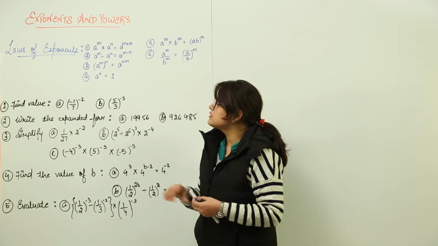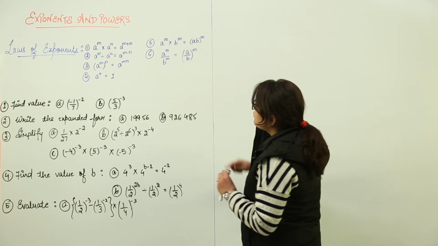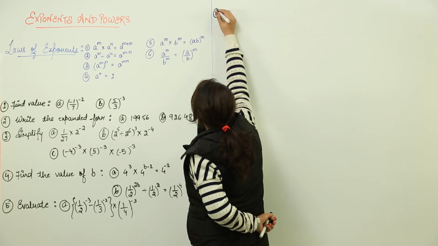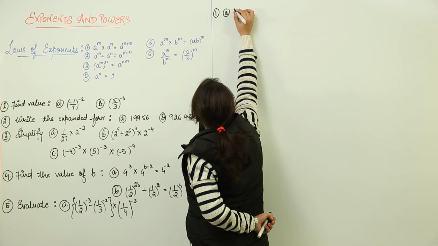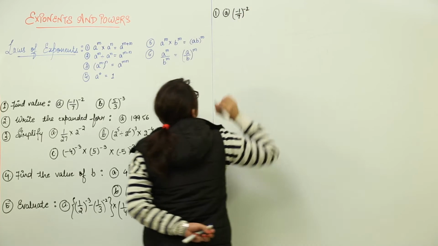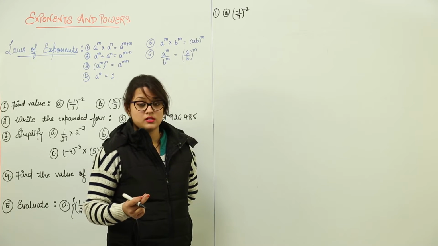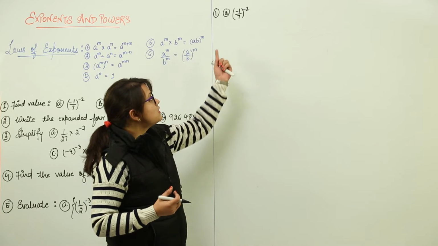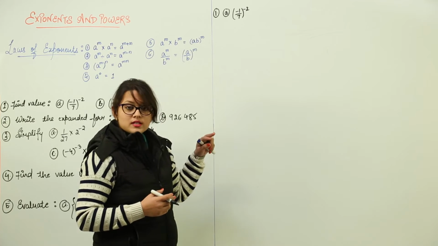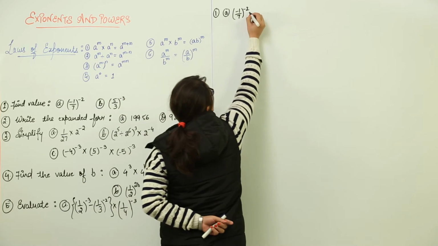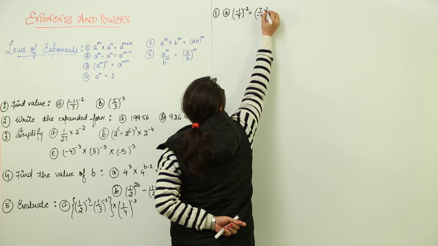Now let us start with the questions. The first question says we have to find the value of minus 1 over 7 raised to power minus 2. Now, I discussed with you, whenever you have a rational number with a negative exponent, we reciprocate it to make its power positive. Now, if we reciprocate this, it will become 7 over minus 1 raised to the power 2.